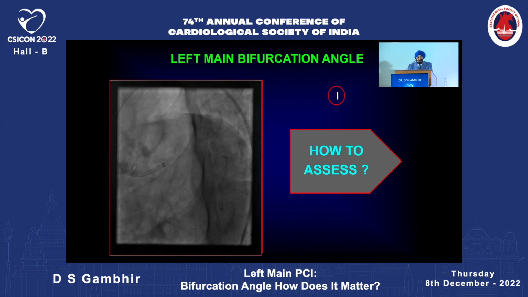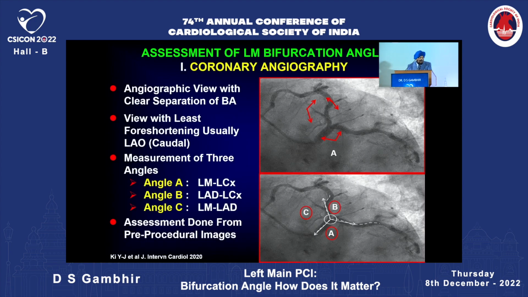But before we go on to discuss the left main bifurcation angle, it is important for us to understand how we assess the left main bifurcation angle. Well, there are several techniques, and one of the most commonly used techniques in our lab is simply coronary angiography. When we do angiography and are trying to look at the left main bifurcation angle, one should take an angiographic view which clearly shows a separation between the two main branches, the LAD and circumflex, and a view which does not foreshorten either of these two major vessels, and the best view is possibly caudal.